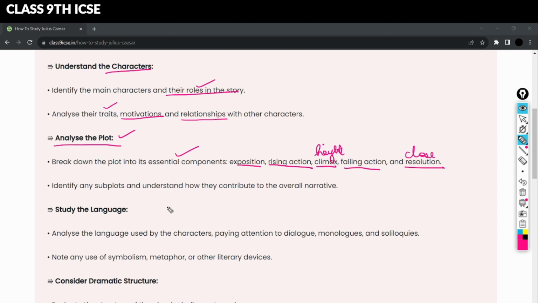After analyzing the major plot, you need to understand if there are any subplots added to it. Then, how do they contribute to the overall narrative? This overall narrative is referred to as the drama. Very important, something that we need to understand, children. And we know that this can be problematic if we are not understanding it well.